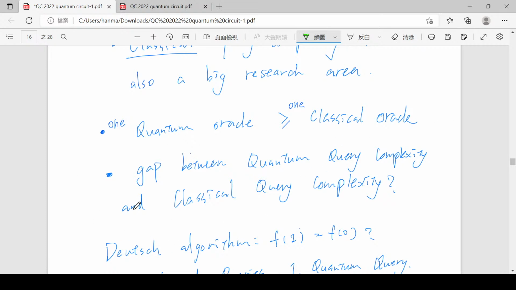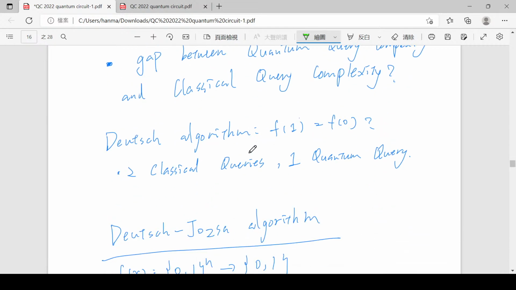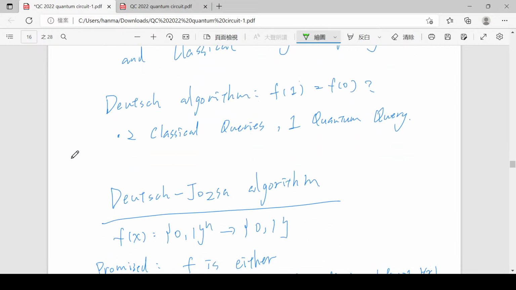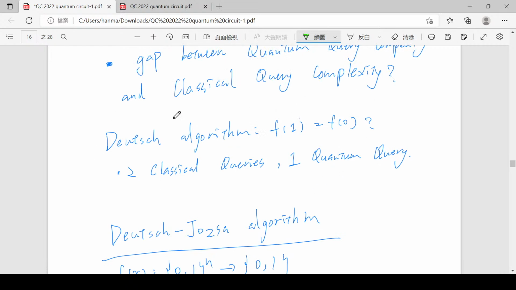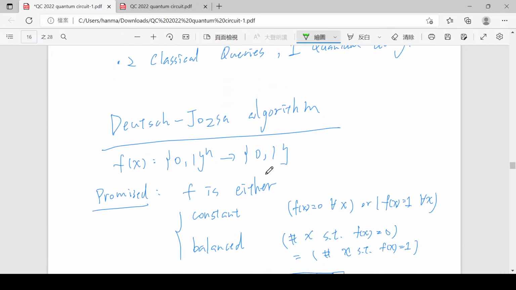But now the question is, what is the possible gap between quantum query complexity and classical query complexity? That's the thing we want to study, and people are still studying it, but we're going to see some known and interesting results starting next class. Today we already saw a very small separation. For this Deutsch-Jozsa problem, it shows that we have something that requires two classical queries to solve, but only one quantum query. Next time we'll see the Deutsch-Jozsa algorithm, and then bigger separations.